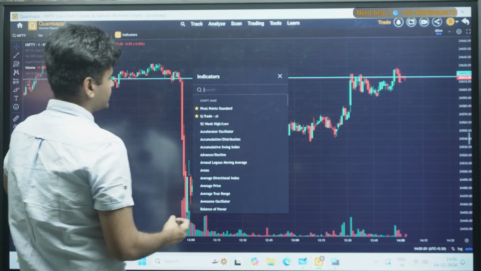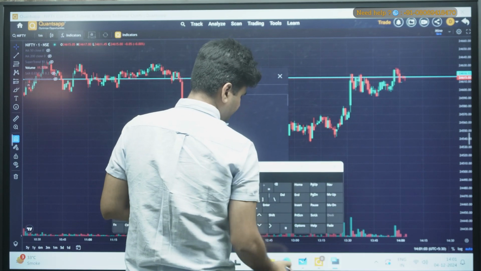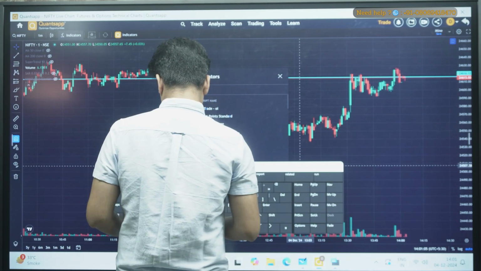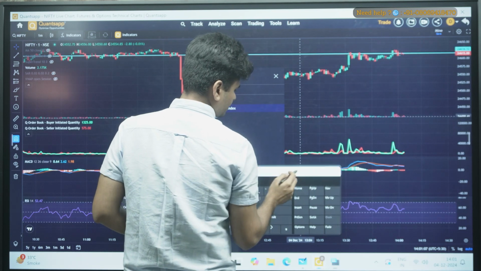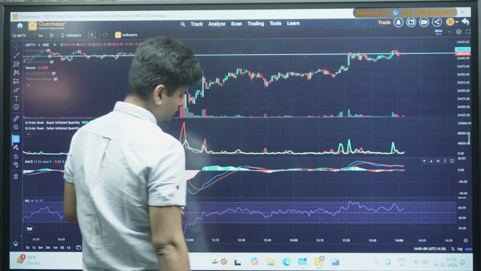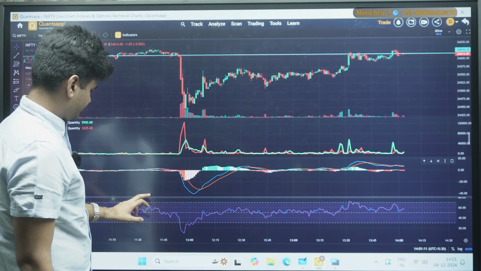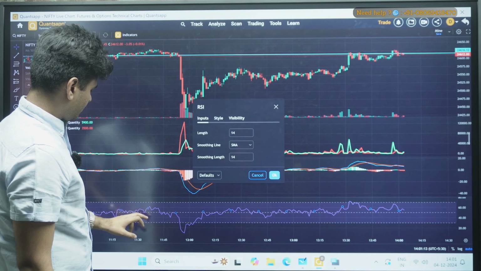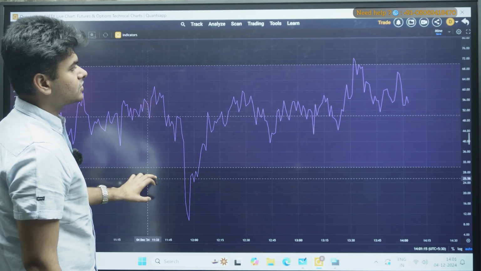Now the second indicator which we were talking about was RSI. So I'll just add RSI. You can see this is RSI. I'll zoom in on that.